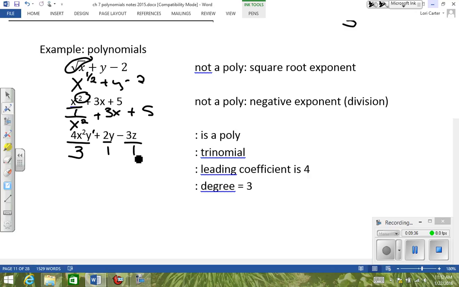Eyes up. If it's 3 terms, what's it called? Trinomial. His degree is 3, so this is the important term. What's his leading coefficient? 4. Do I even care about the 2 and the negative 3? No, it says it all right here. That's how I know it.